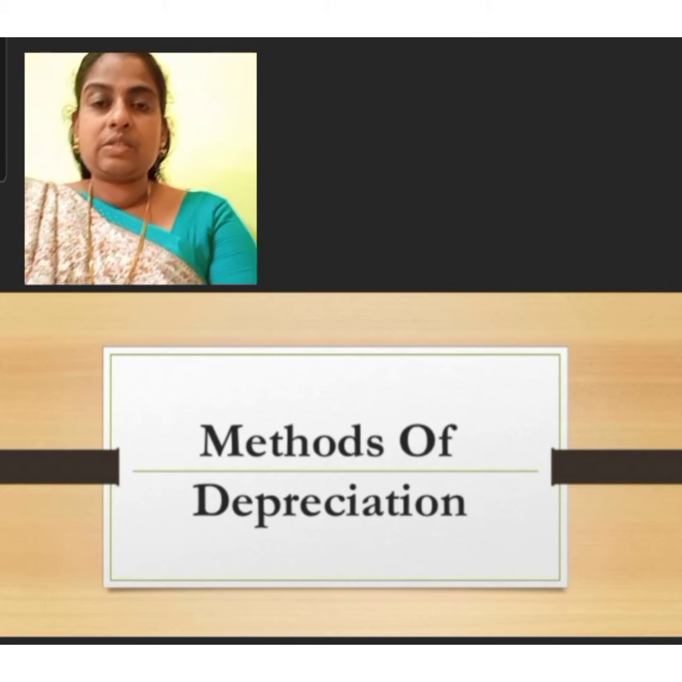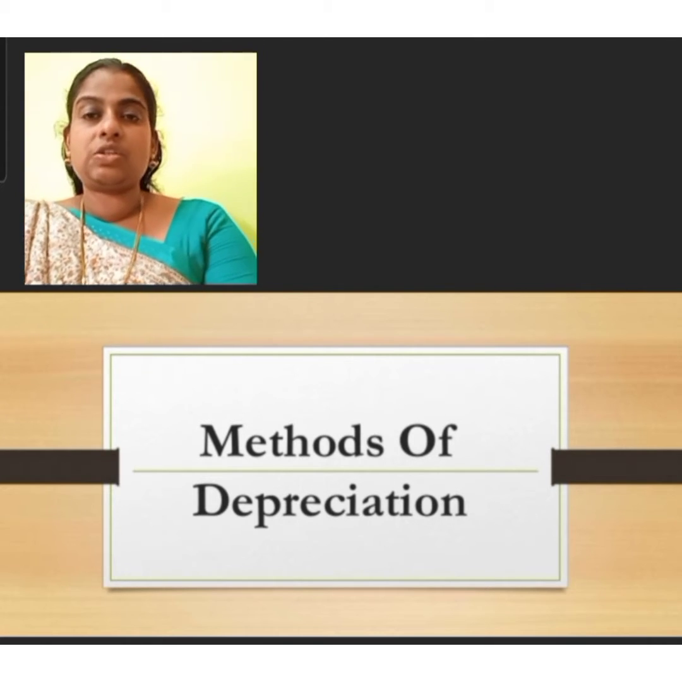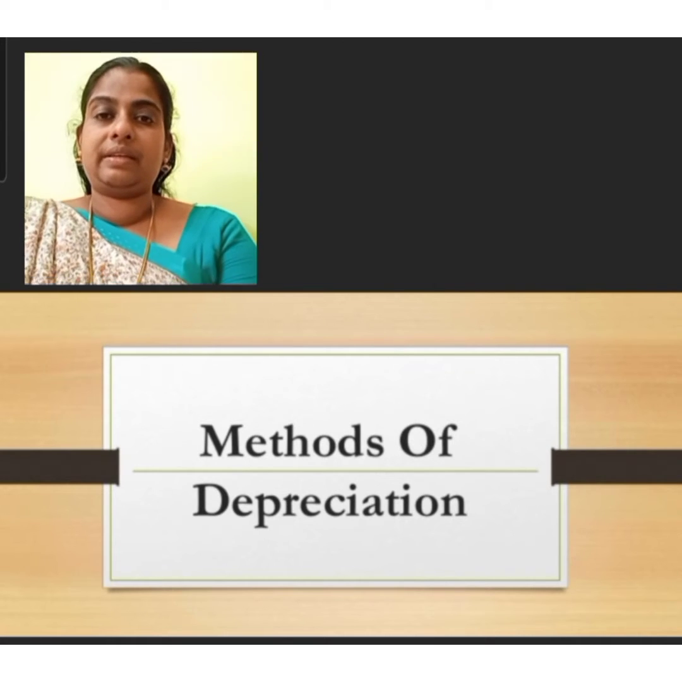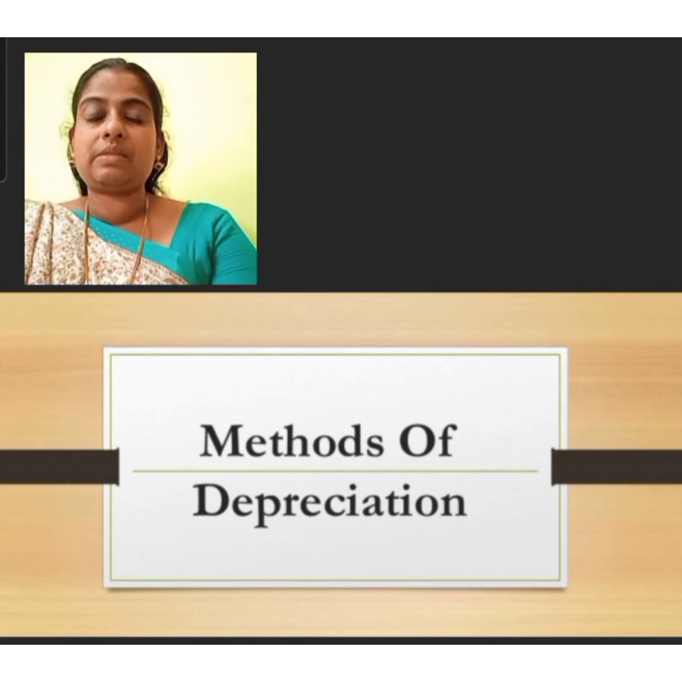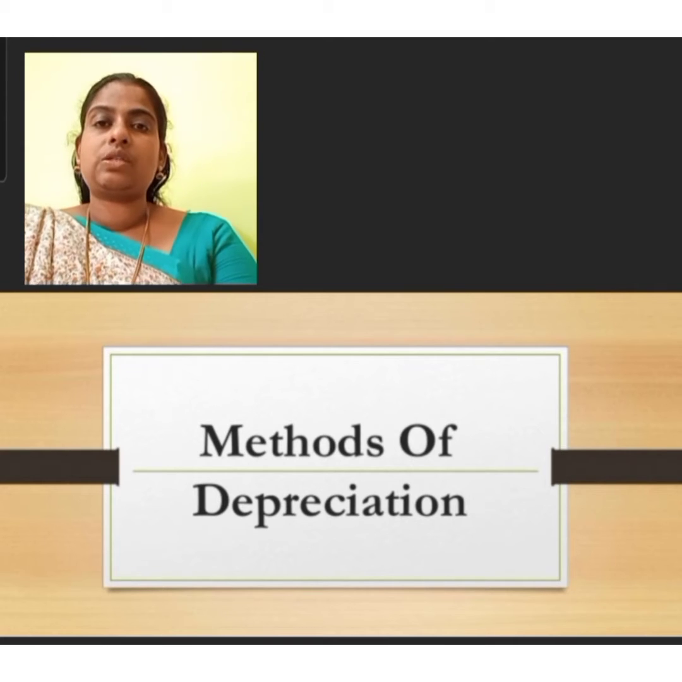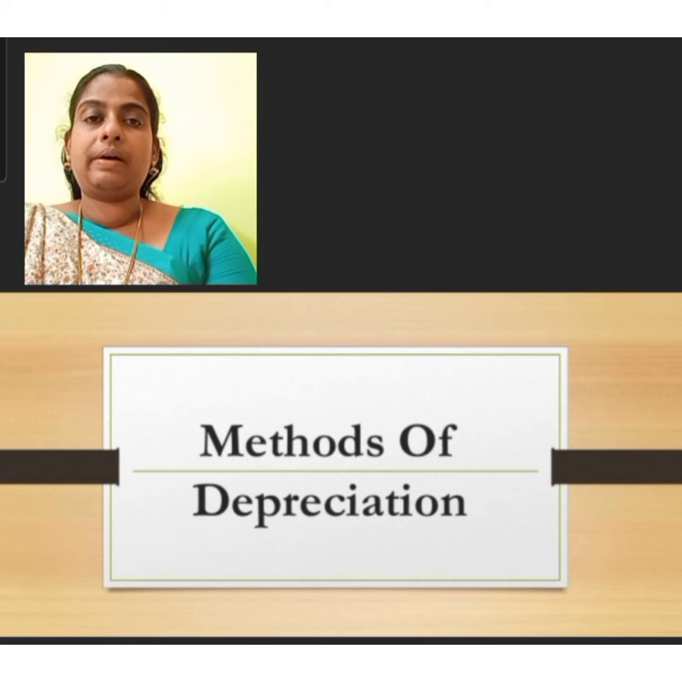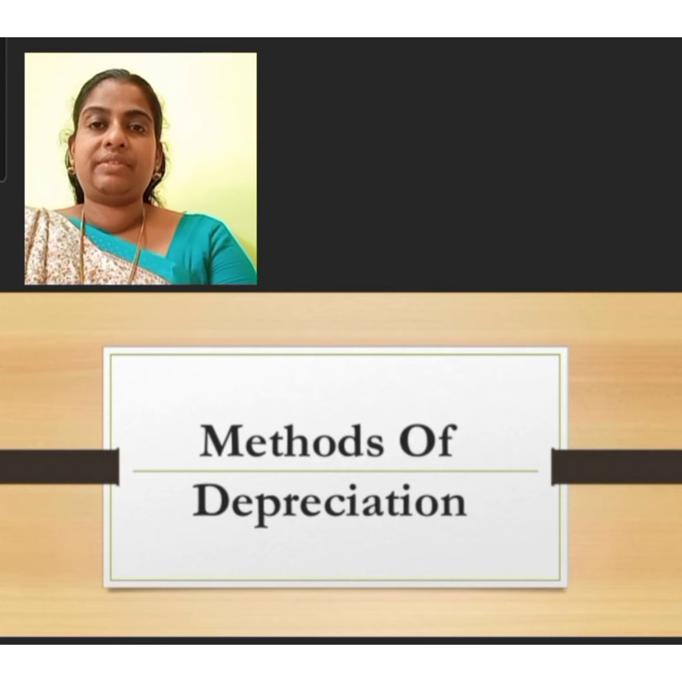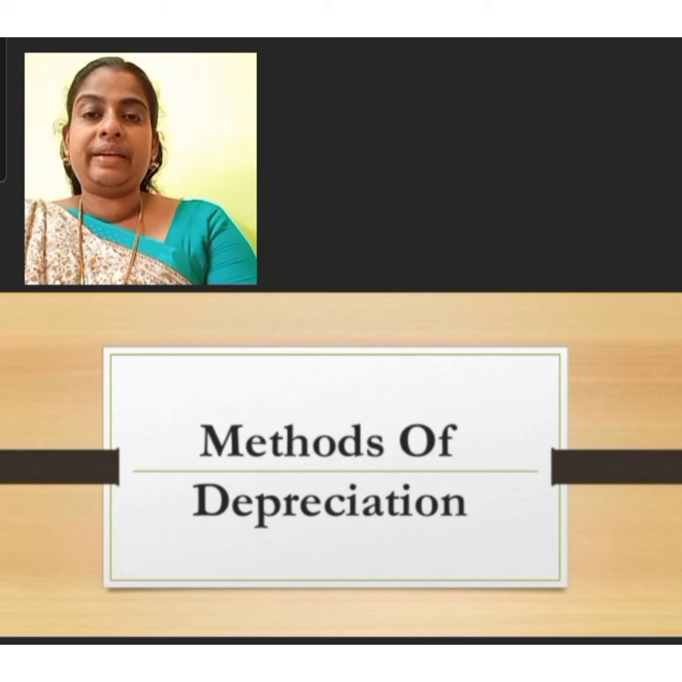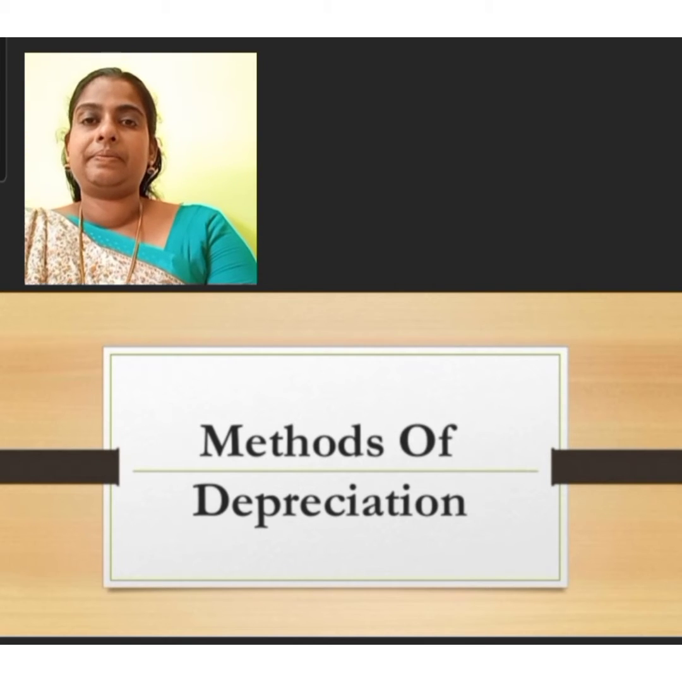Straight line method is also known as fixed installment method or equal installment method. It is the simplest method of charging depreciation. The original cost of the asset is divided by estimated useful life of the asset. This is the equation for calculating depreciation under fixed installment method.